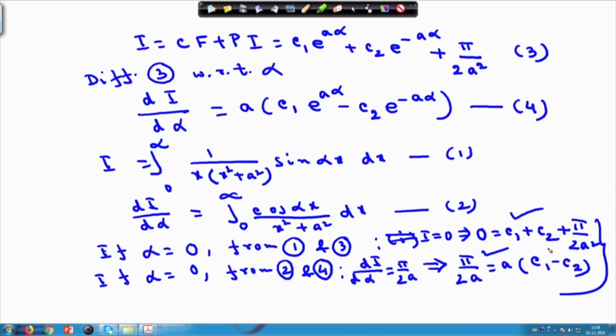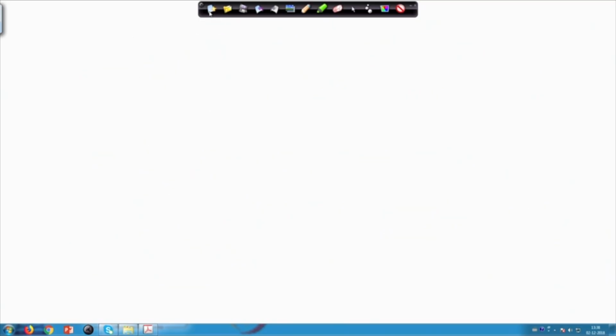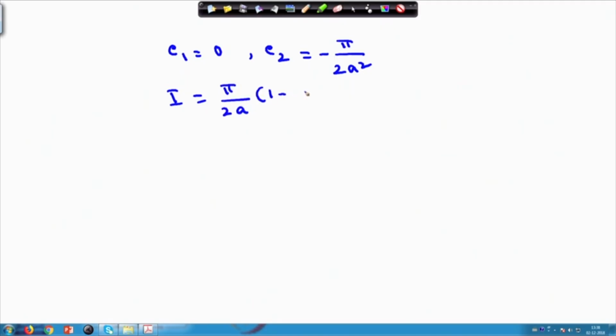So, you see by this way I am trying to find out the values of the constants C1 and C2. Once I is there, I am finding out dI/dα, and original I and dI/dα are known to me. From there, if alpha is 0, I am getting one equation. If alpha is 0, then from 2 and 4, I am getting another equation. By solving these two equations, I will obtain C1 as 0 and C2 as minus π/2a². Once I obtain this, I equals π/2a² into (1 minus e^(−aα)). So, you see by this way I am evaluating the value of the given integral.